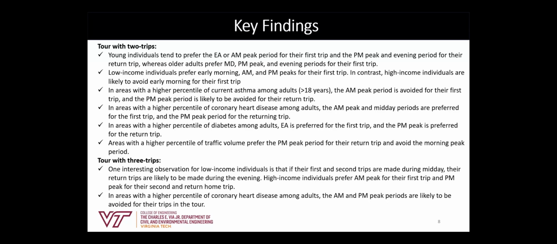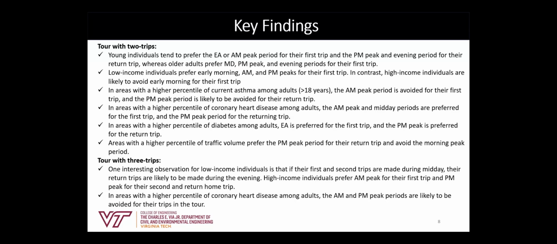Now, when we look at the influence of some health disparities of areas and communities, we found that areas with a higher percentile of current asthma patients are likely to avoid peak periods for their trips in a tour. So they are likely to avoid AM peak period for their first trip and the PM peak period for their returning trip.